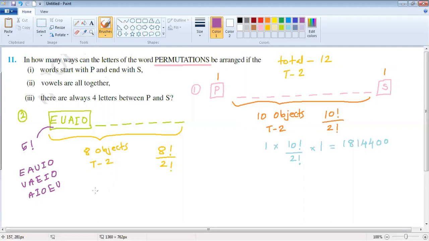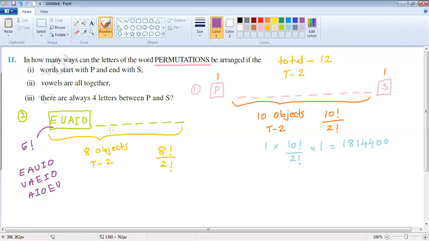So therefore, I will repeat that, we need to make the arrangements in such a way that all the vowels are together. So the vowels are E, U, A, I, O. We consider this as a single letter. So remaining 7 letters, so total 8 letters.